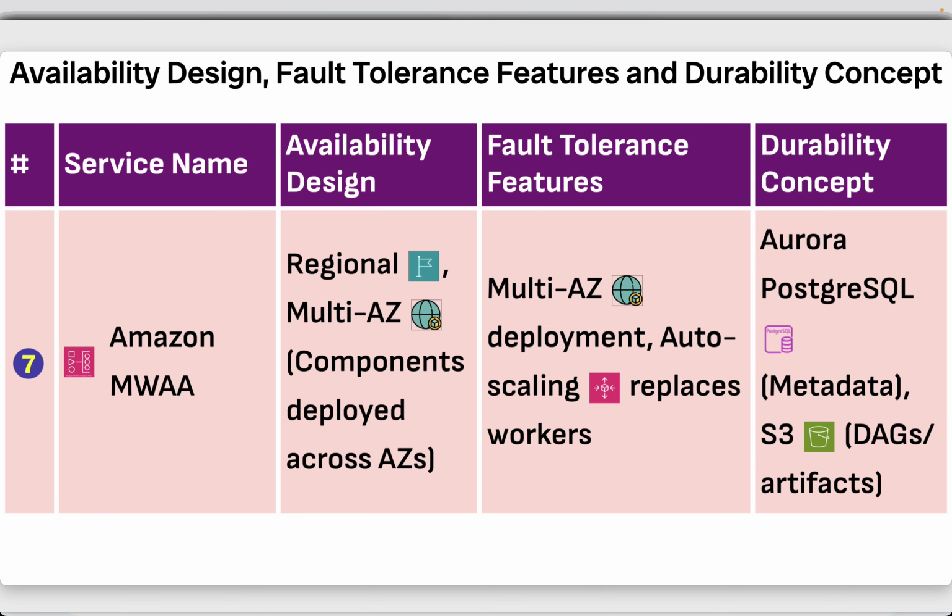Next, Apache Airflow is regional and multi-AZ, deploying components across AZs. Fault tolerance includes multi-AZ deployment and auto-scaling that replaces failed workers. Durability relies on Aurora PostgreSQL for metadata and S3 for DAGs and artifacts.